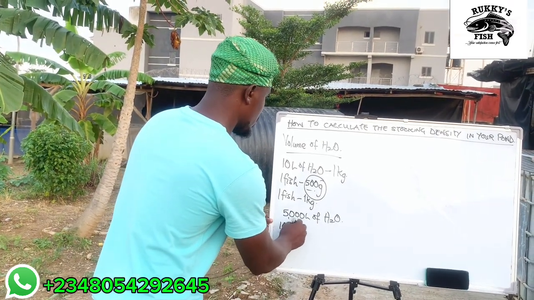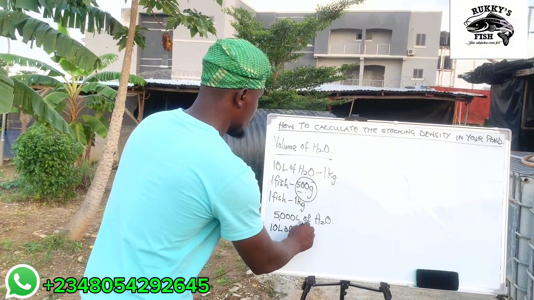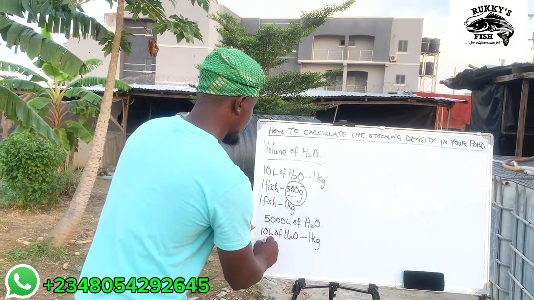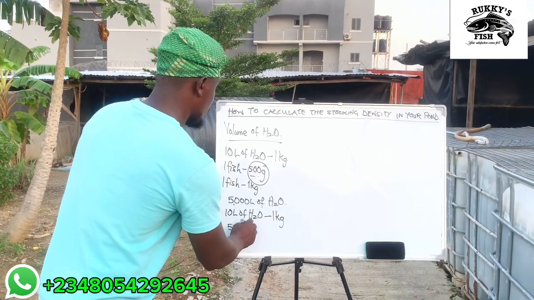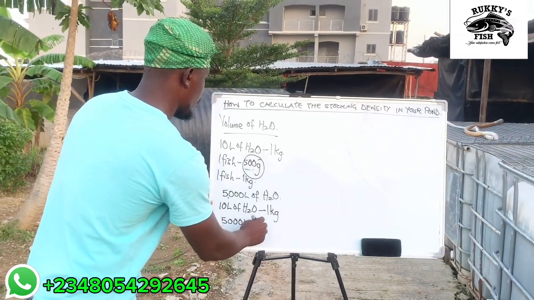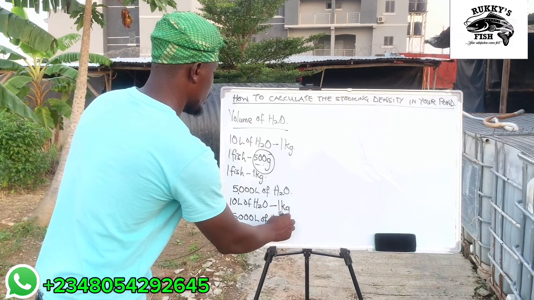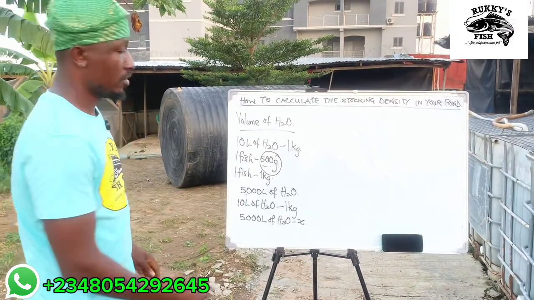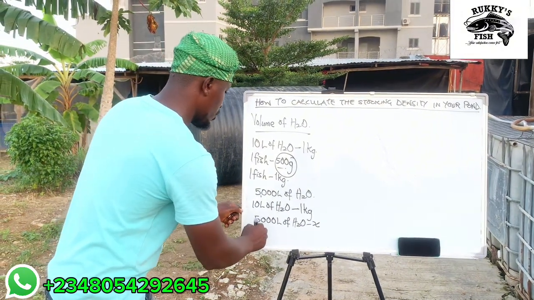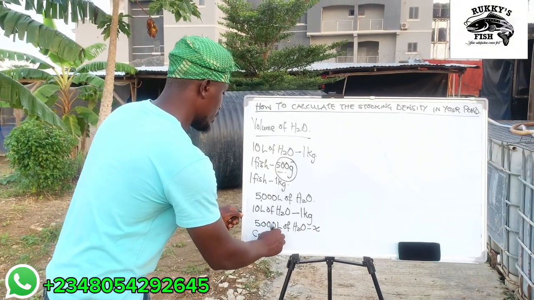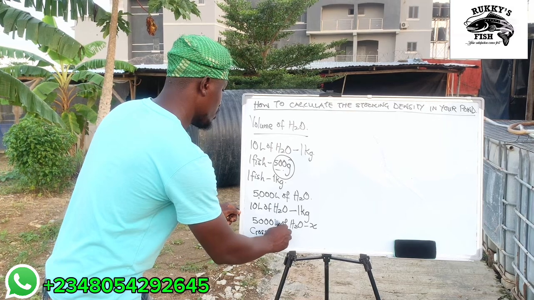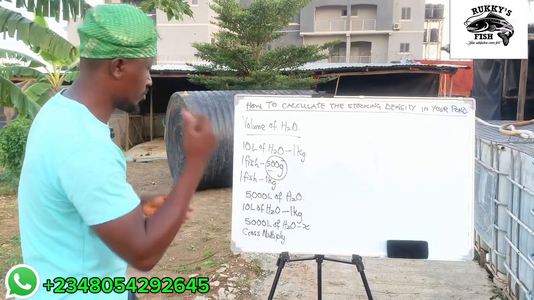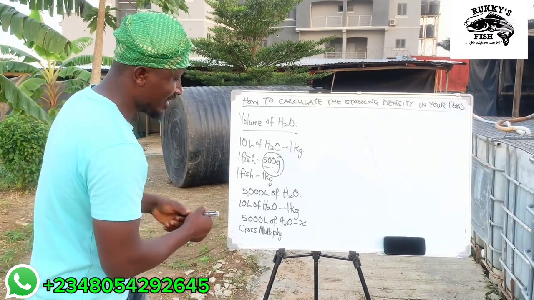10 liters of water, 1 kg, and then we have 5,000 liters of water. We do not know X. What do we do at this point? We just cross multiply. So write this down. Please, if you're taking notes, it will be of great help to you so that you can always revert to your notes and then you get this clearly.